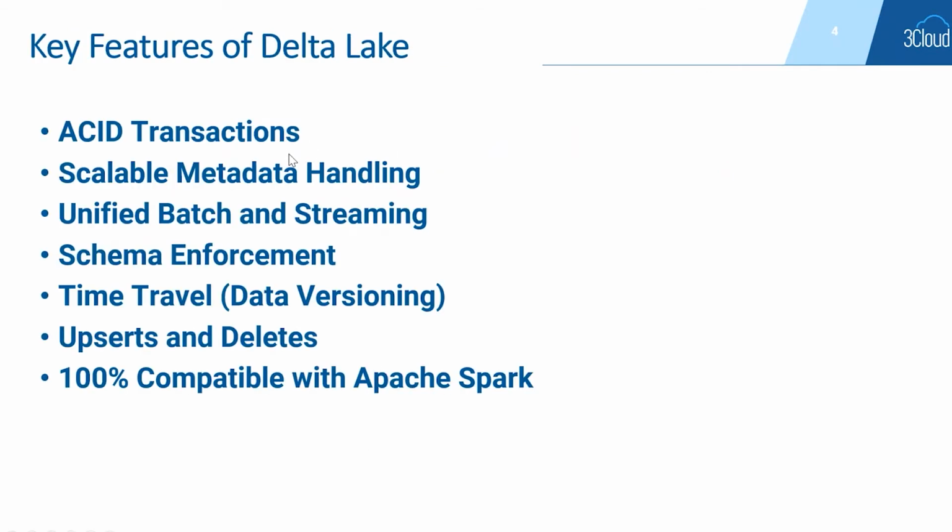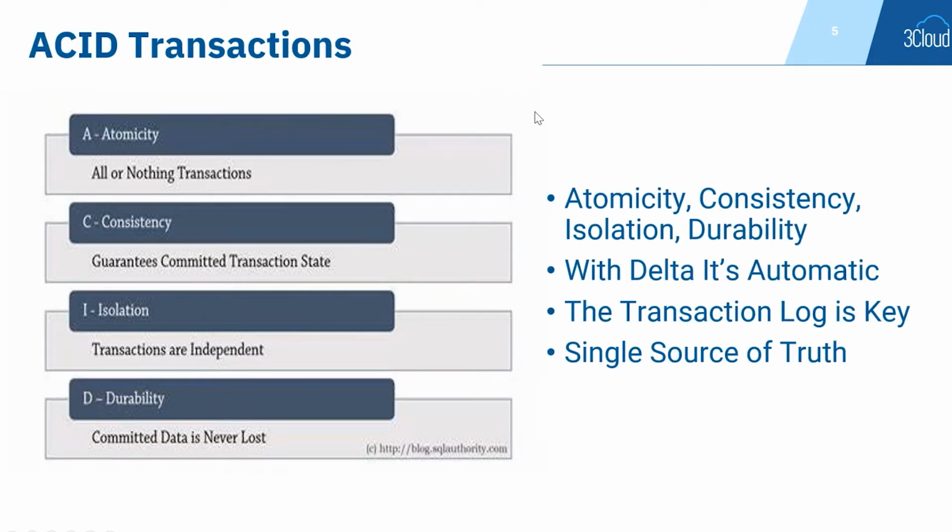Key features of Delta Lake are ACID transactions, as I've just discussed, scalable metadata handling, unified batch and streaming, schema enforcement, time travel or data versioning, upserts and deletes, and it's 100% compatible with Apache Spark. So these key features enable Apache Spark and Delta to bring ACID transactions to your data lake, as I just described a minute ago.